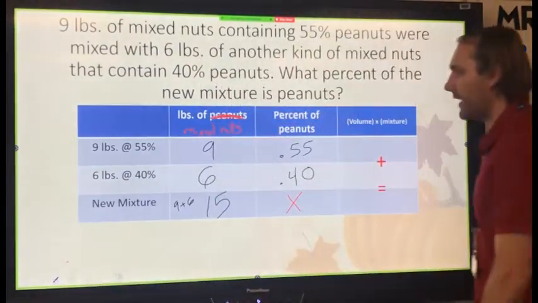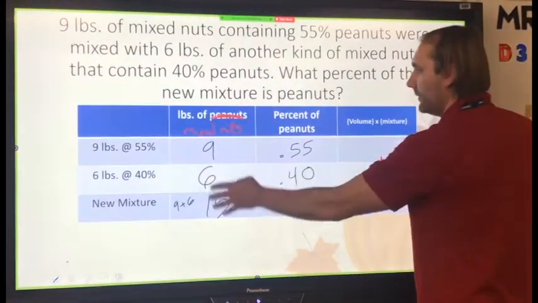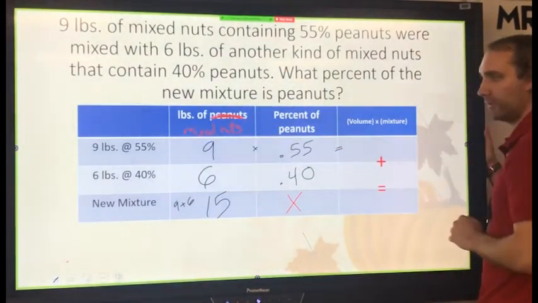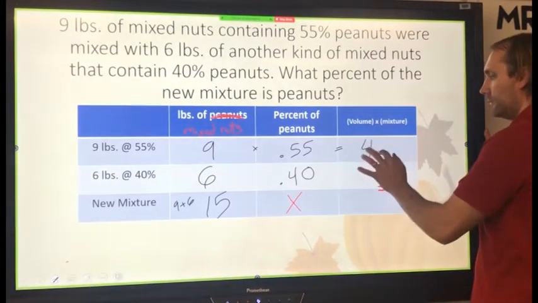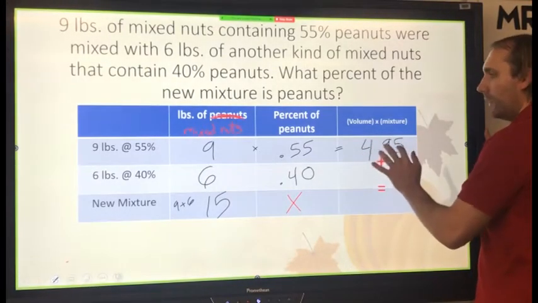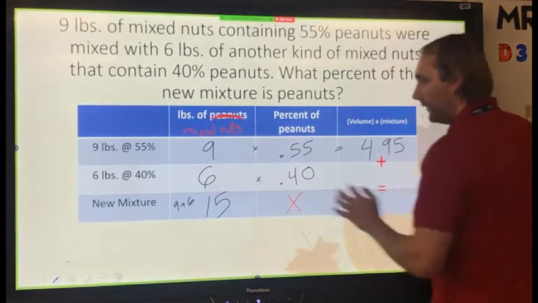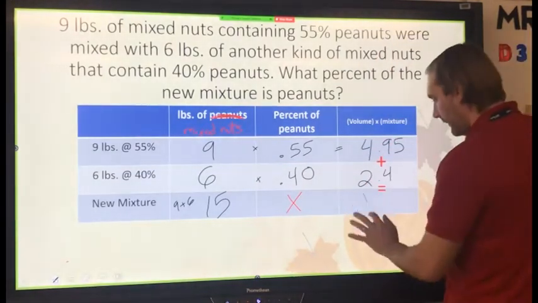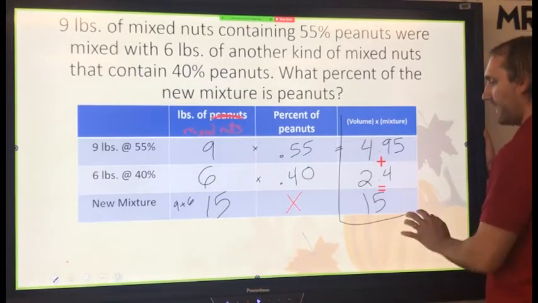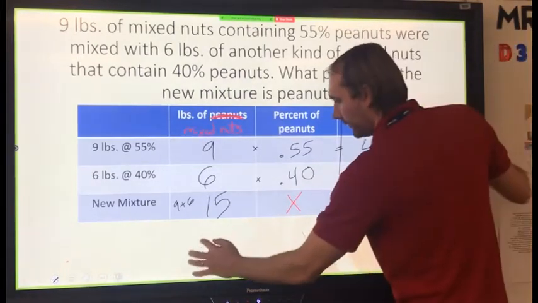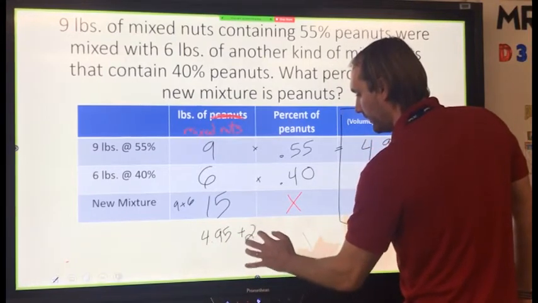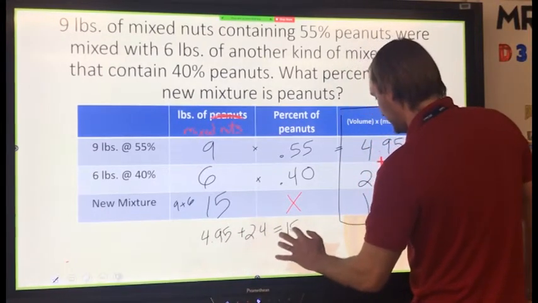So how mixtures work is I have to multiply the volume by the percentage. So 9 times 0.55 equals 4.95. And then the other one: 6 times 0.4 is 2.4. And then 15x. So that gives me my equation here: 4.95 plus 2.4 equals 15x.